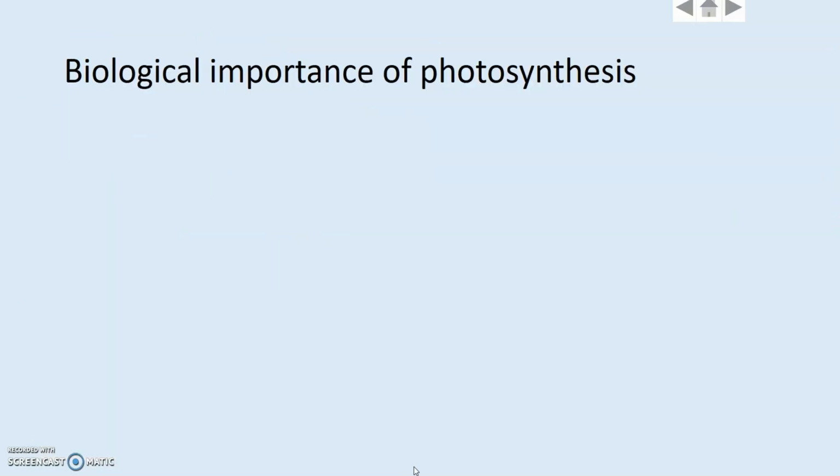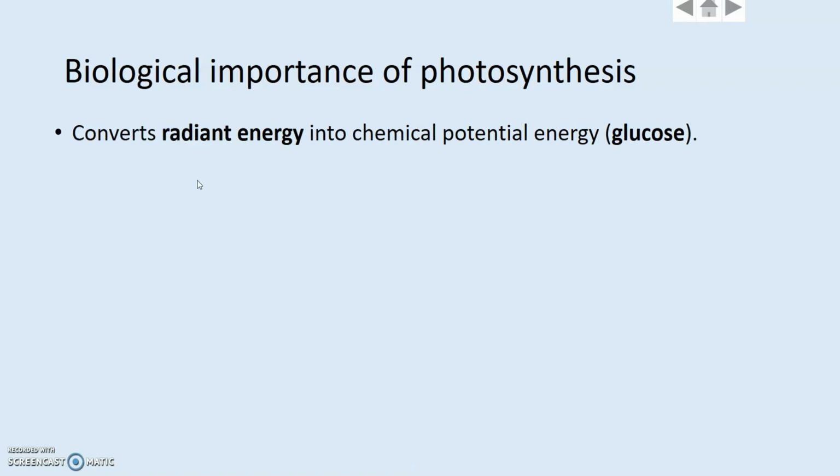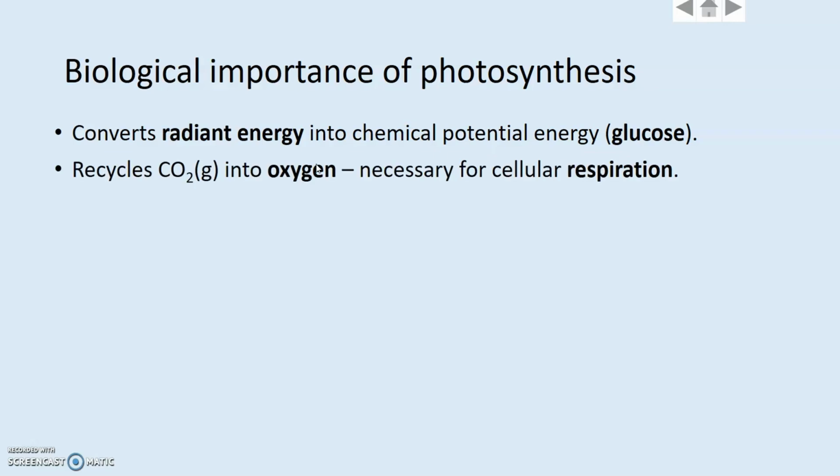It's biologically important because it converts radiant energy into chemical potential energy. That's the glucose. It's the start of the food chain. It recycles carbon dioxide and turns it into oxygen, and this is necessary for cellular respiration.